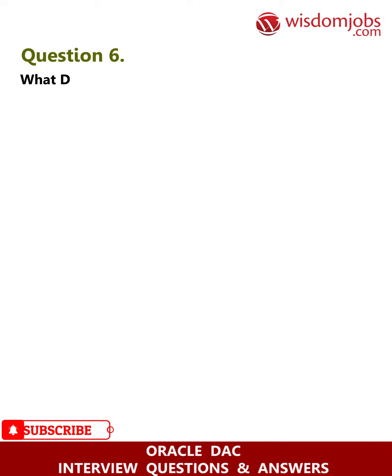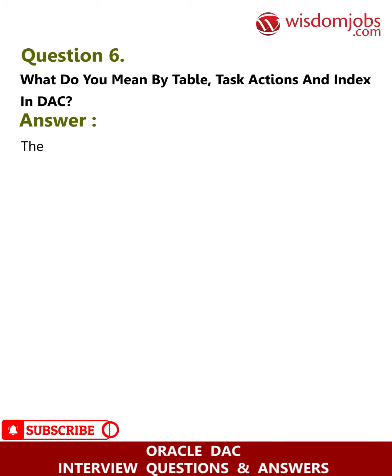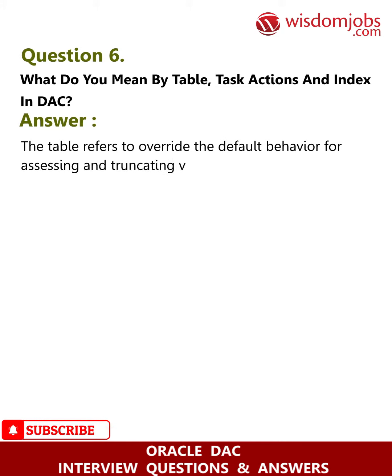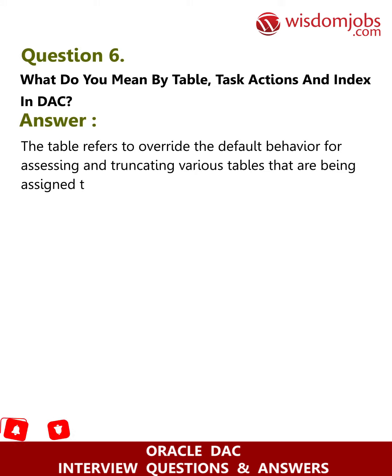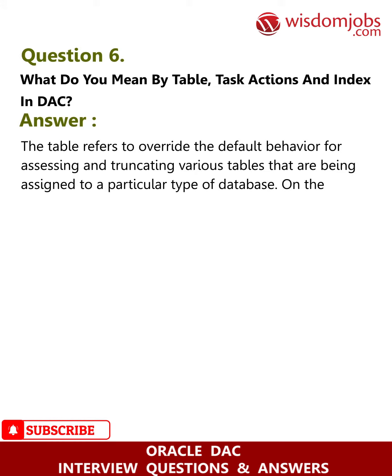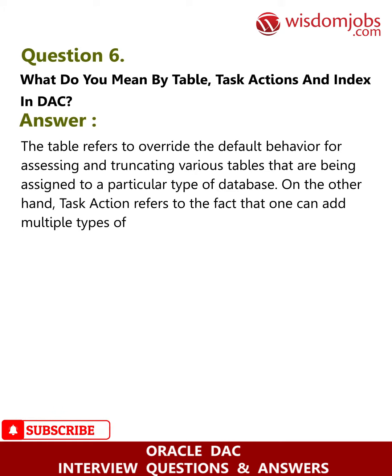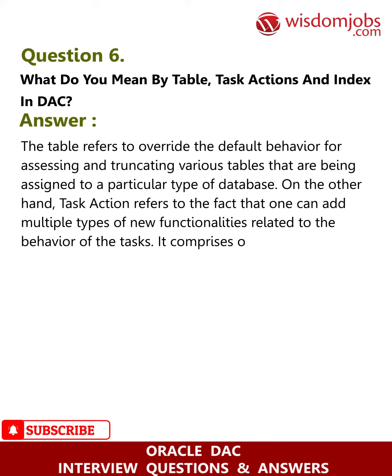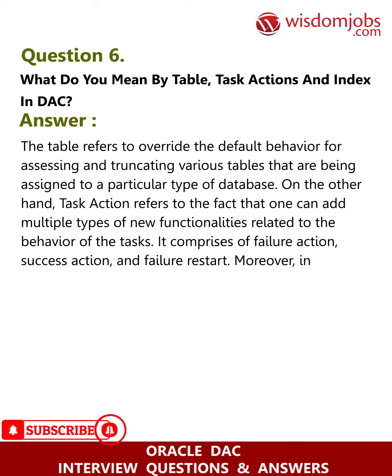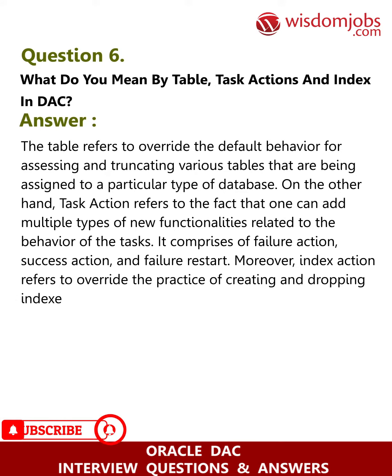Question 6. What do you mean by table action, task action and index action in DAC? Answer. The table action refers to overriding the default behavior for analyzing and truncating various tables that are being assigned to a particular type of database. On the other hand, task action refers to the fact that one can add multiple types of new functionalities related to the behavior of the tasks. It comprises failure action, success action, and failure restart. Moreover, index action refers to overriding the practice of creating and dropping indexes.